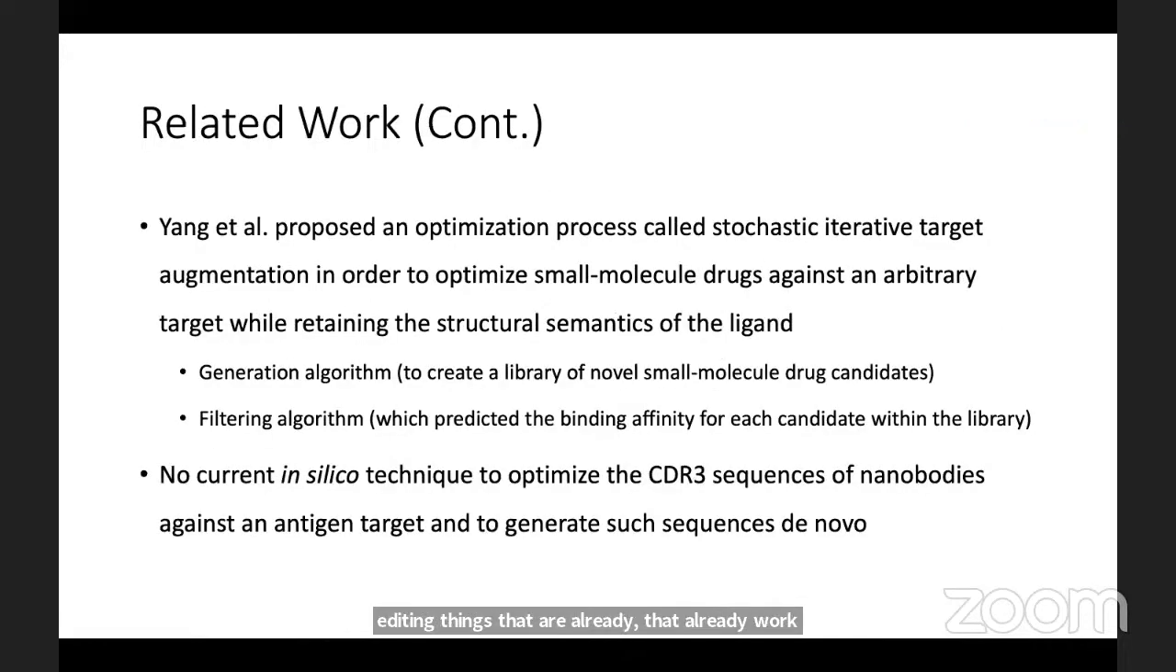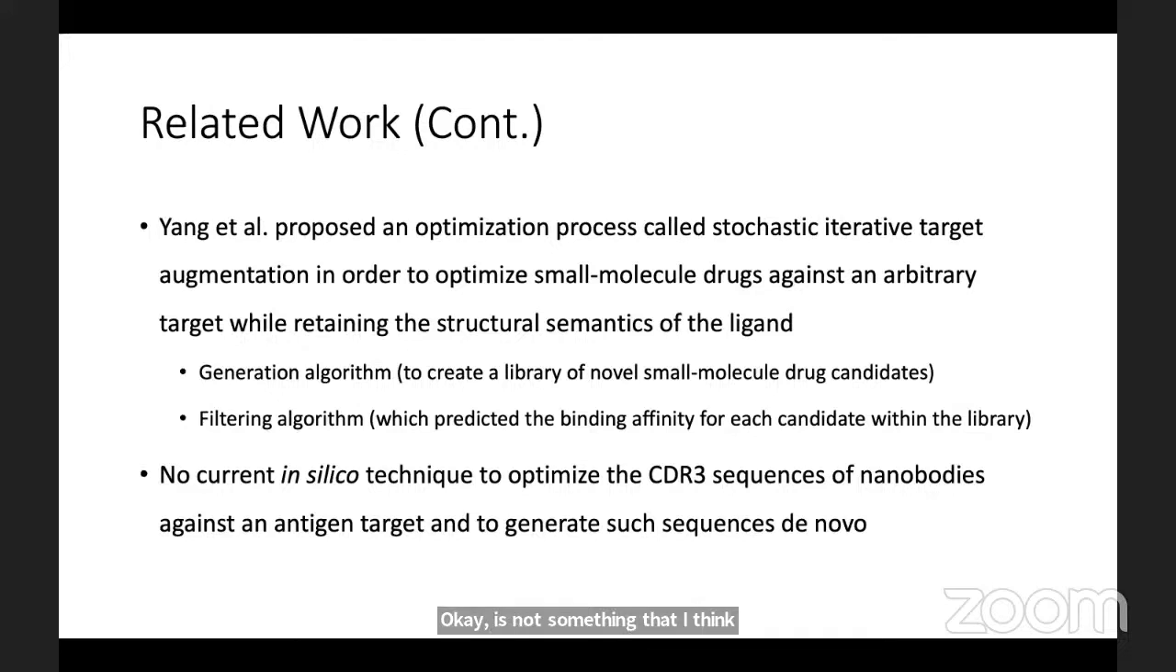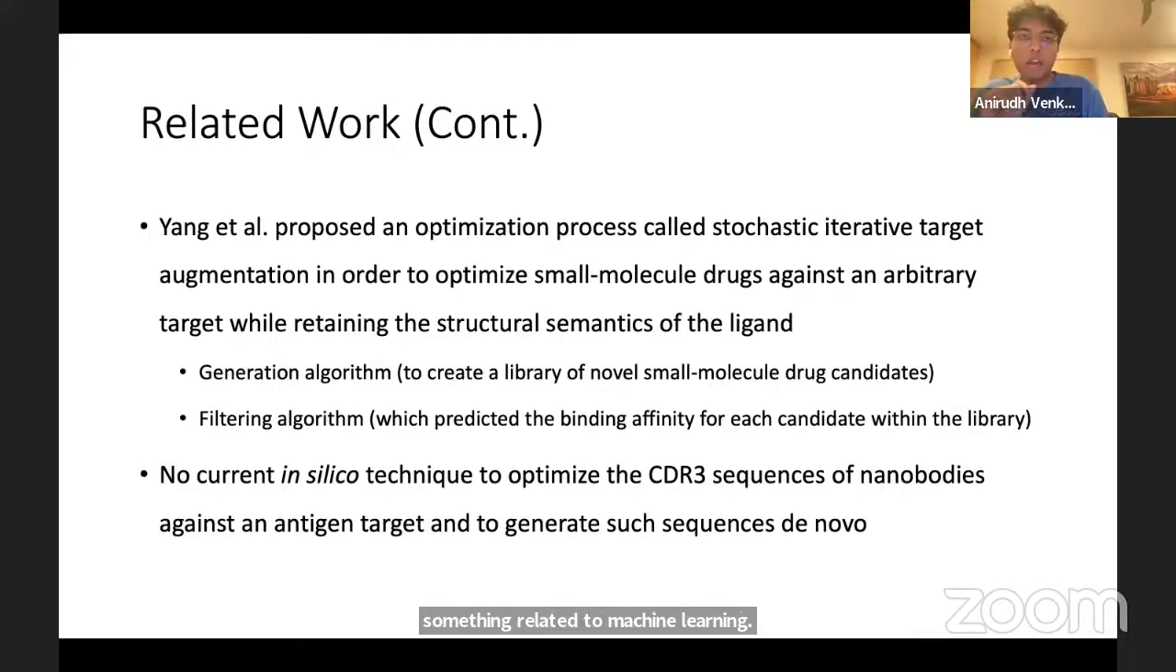Could you give a few words about how the gradient ascent does that? That is not something that I think of as being related to machine learning. Yeah, so I can go into that a little bit later once I get into the one-hot encoding. Okay. I'll go into that in detail a bit more.